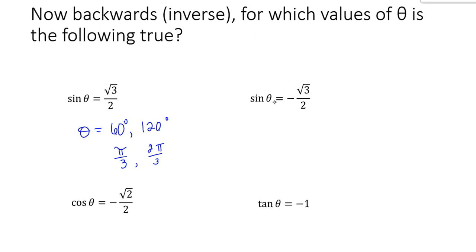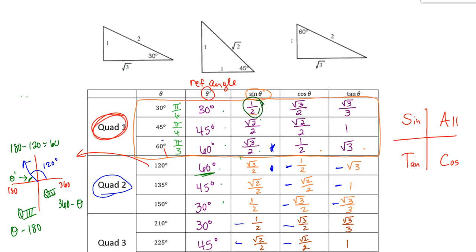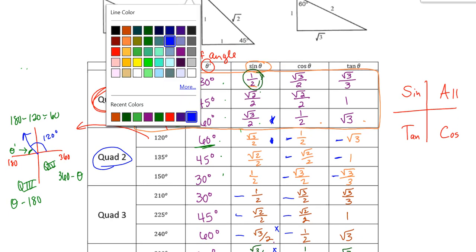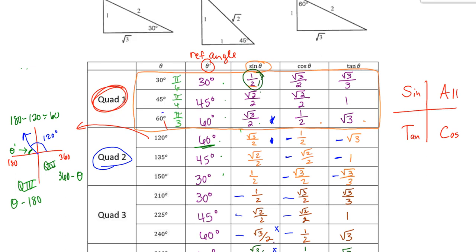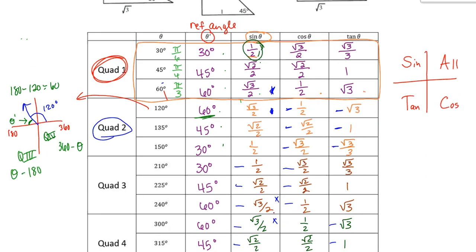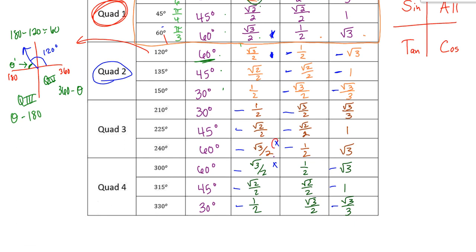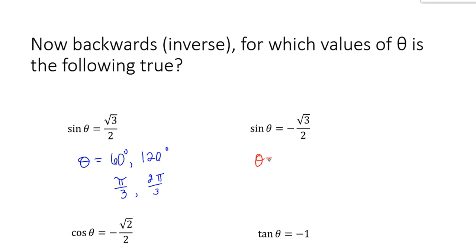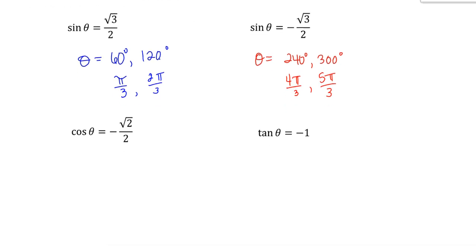Okay, this next one says the sine of theta equals negative square root of 3 over 2. So now we're going to go back to those other ones and look for the ones that are negative, which was this one and this one, 240 and 300. So in this case, theta equals 240 degrees or 300 degrees. That is 4 pi over 3 and 5 pi over 3. Simple enough, yeah? Okay, let's do cosine.